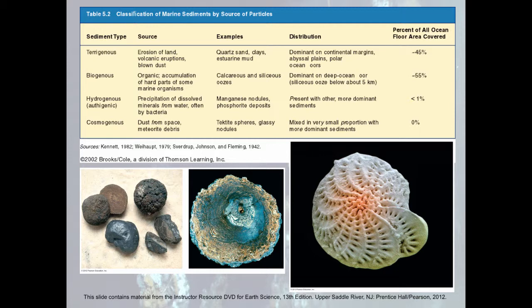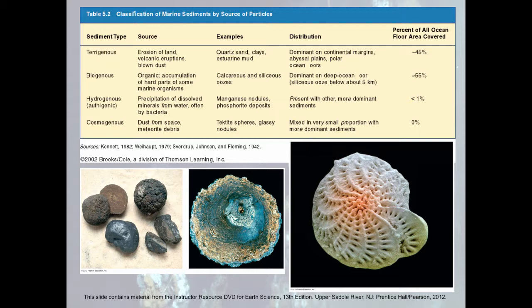Biogenic sediments are the organic accumulation of hard parts of some marine organisms, that is, organisms that grow shells made of minerals that will last for a long, long time. When those organisms die, those pieces of shell will eventually sink to the bottom. It may be surprising, but these microscopic organisms generate enough material to cover about 55% of the ocean floor. These calcareous and siliceous oozes are dominant in the deeper and central parts of the oceans.